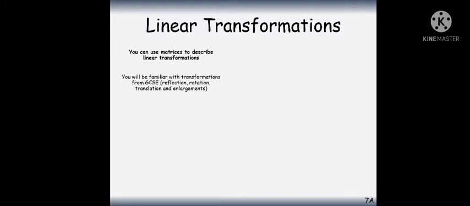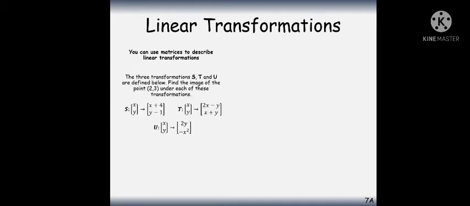Okay, so you can use matrices to describe linear transformations. You'll be familiar with transformations from GCSE, i.e. reflections, rotations, translations, and enlargements. A transformation moves all points x, y in a plane according to the same rule. So, the new points are known as the image.